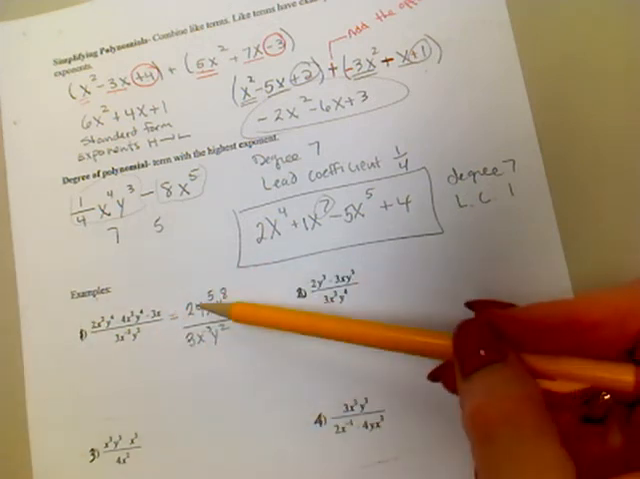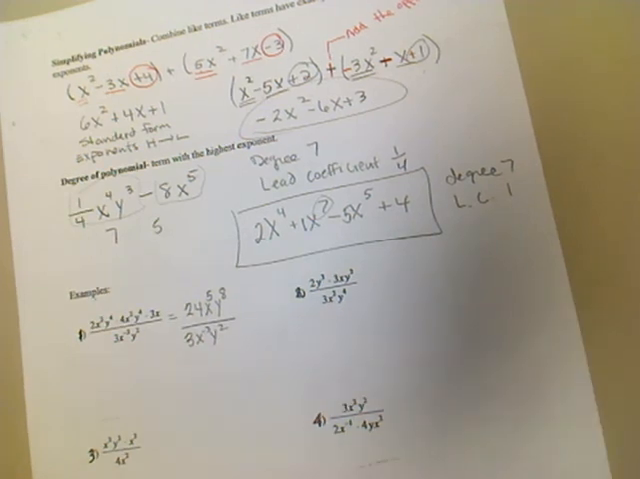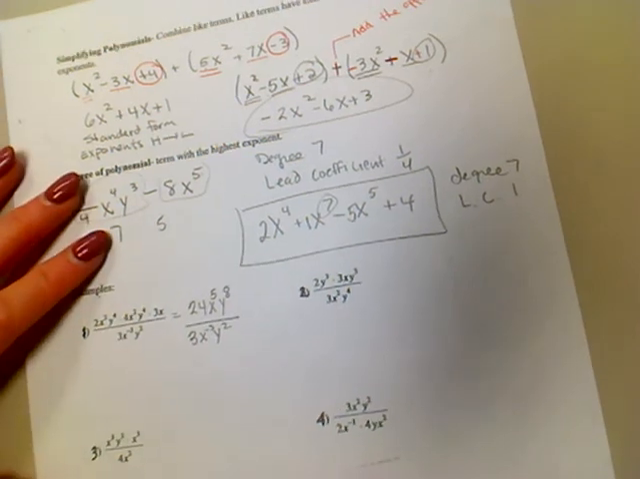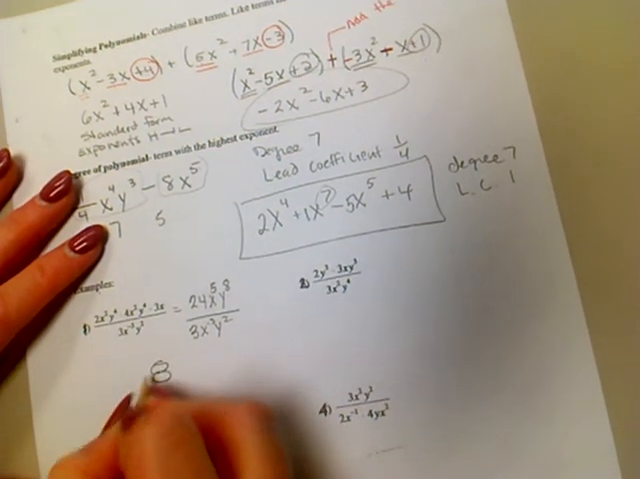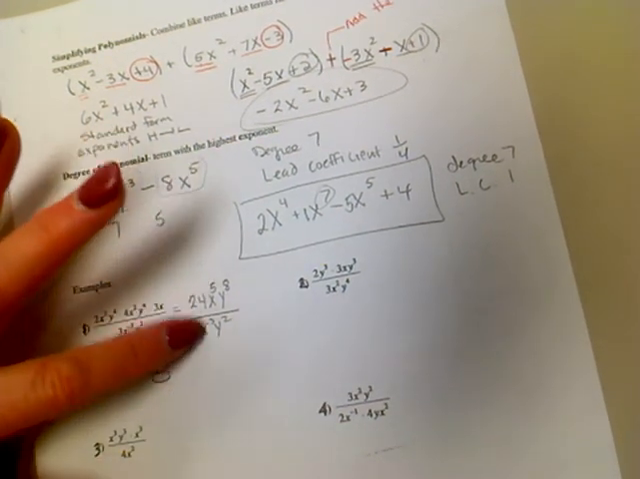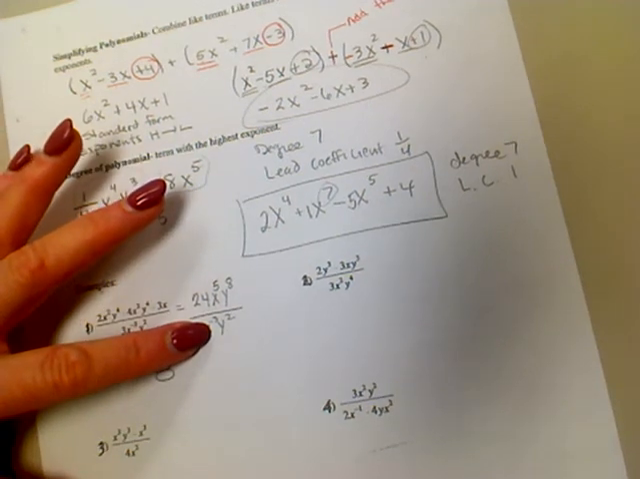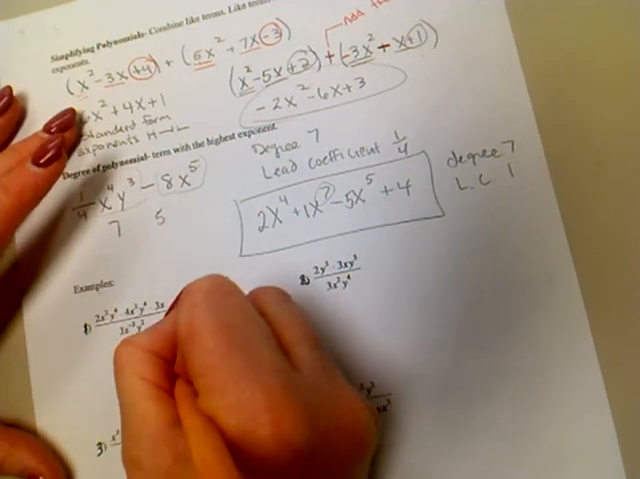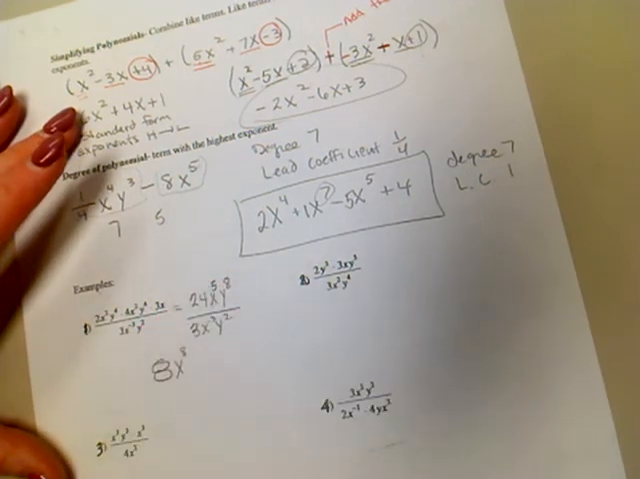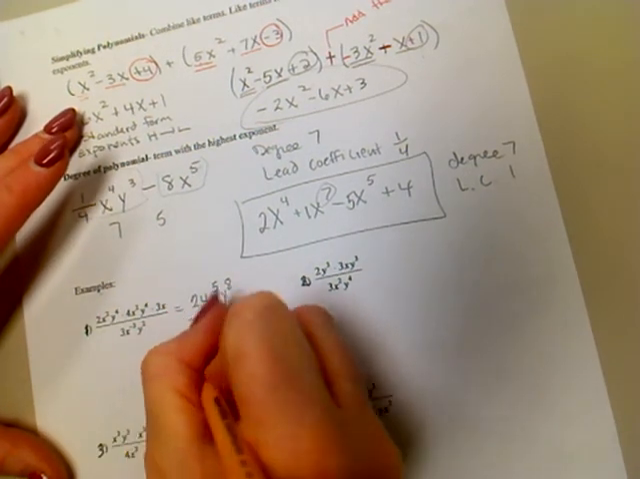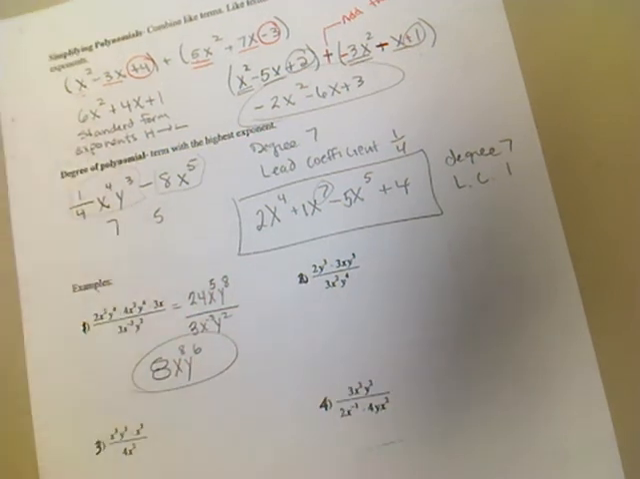From here, divide your coefficients and subtract the exponents. So 24 divided by 3 is 8. 5 minus negative 3, that's a double negative. 5 minus negative 3 is the same as 5 plus 3, so that's going to give me x to the 8th, y to the 6th. And that's my final answer for that one. Does everybody understand that?